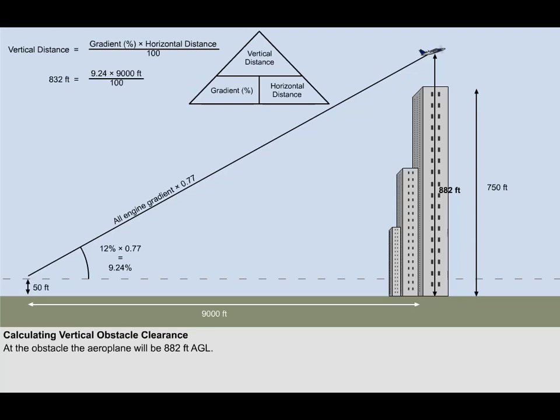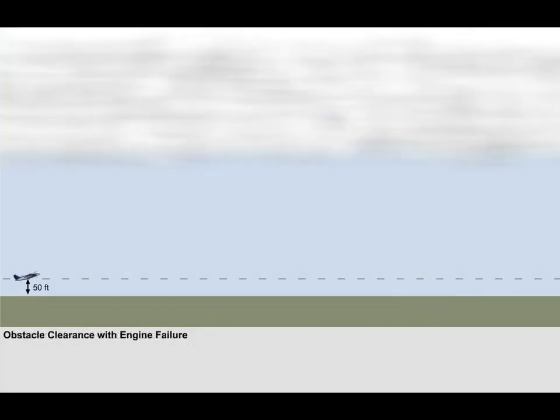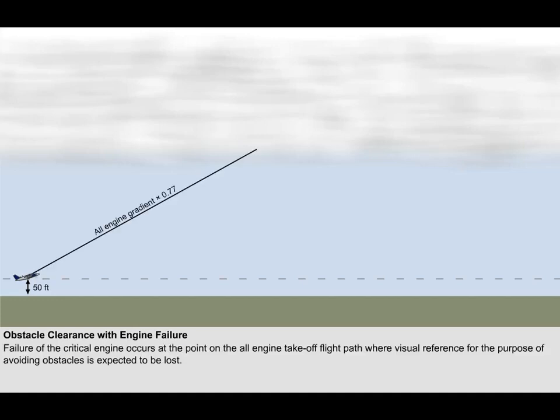In this example, the aeroplane will clear the obstacle by 132 feet, which is well above the minimum clearance of 50 feet. The example we have just discussed changes dramatically if the pilot loses visual reference with the obstacle, perhaps because of a low cloud base on climbing away after takeoff.